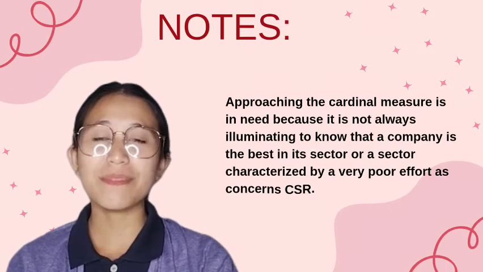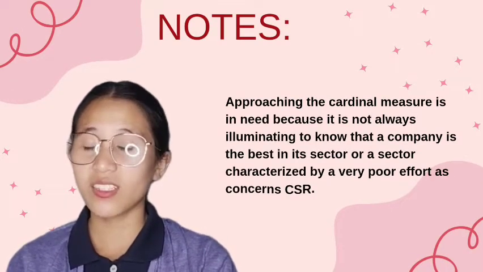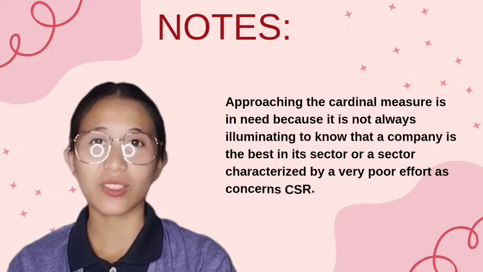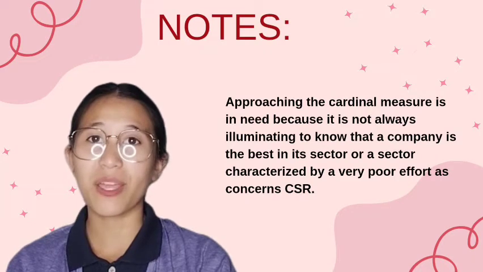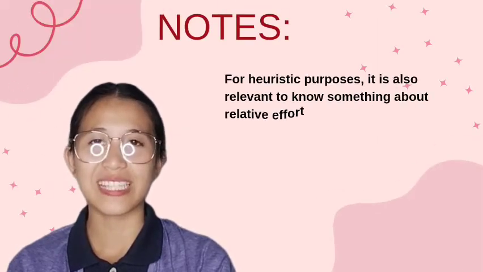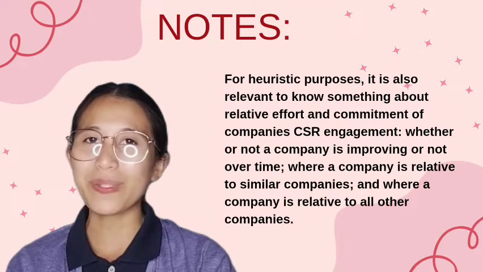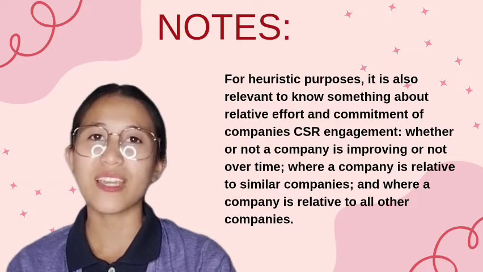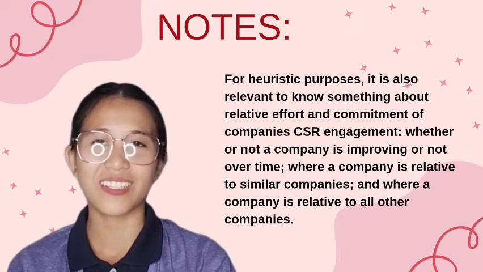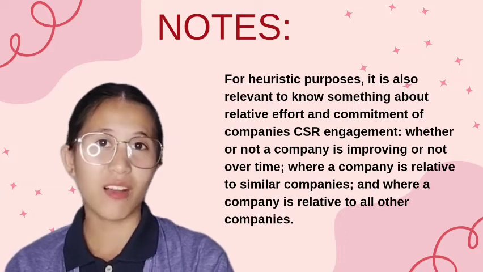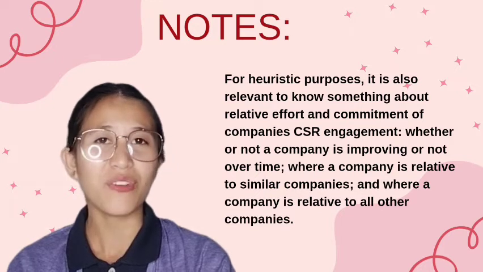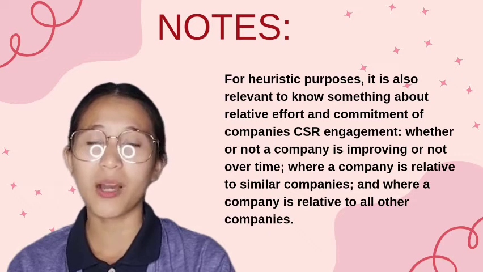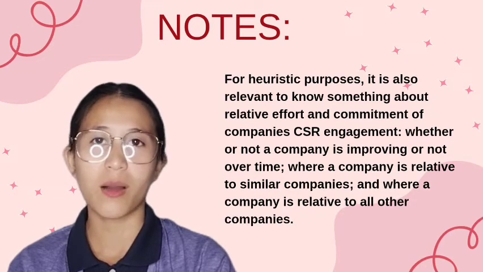Approaching the cardinal measure is in need because it is not always illuminating to know that a company is the best in its sector, or in a sector characterized by a very poor effort as concerns CSR. For heuristic purposes, it is also relevant to know something about the relative effort and commitment of companies' CSR engagement: whether or not a company is improving over time, where a company is relative to similar companies, and where a company is relative to all other companies.